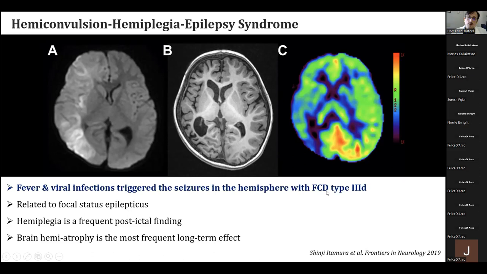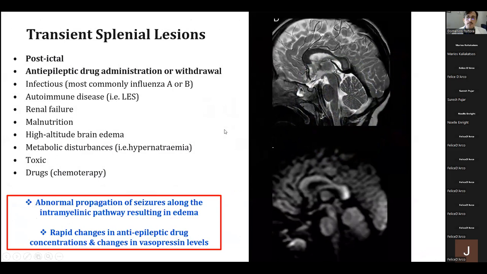You can see in the acute stage the swelling of the cortex and the restriction of diffusion, while in the chronic stage you can see the atrophy of this hemisphere and the lower values of perfusion in the same hemisphere. So neuroinflammation seems to have a key role in this condition, like in FIRES.